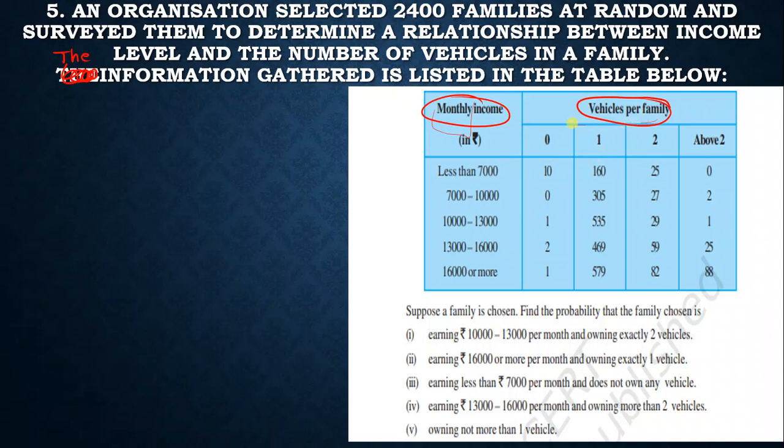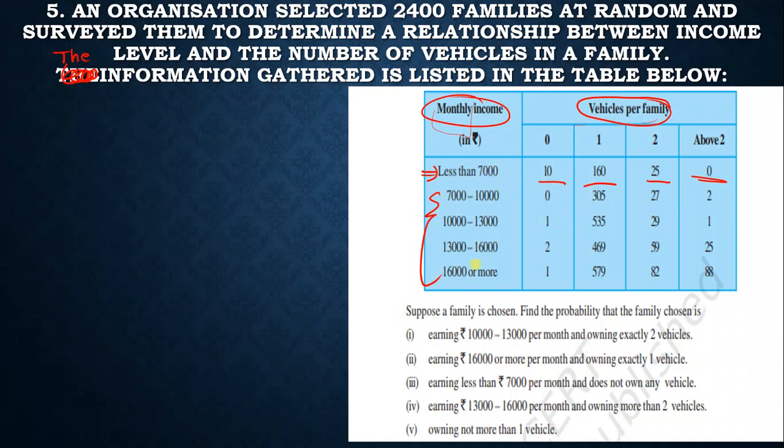Now we are going to be seeing the information here. So for example, if we have families that earn less than 7,000 per month, the number of vehicles that they possess is also given here. So a family that earns less than 7,000 and has 0 vehicles is 10 families. Less than 7,000 and has 1 vehicle is 160 families. Less than 7,000 and has 2 vehicles is 25 families, and less than 7,000 and more than 2 vehicles, they are 0 families. Like this every other data in the table has also been given.